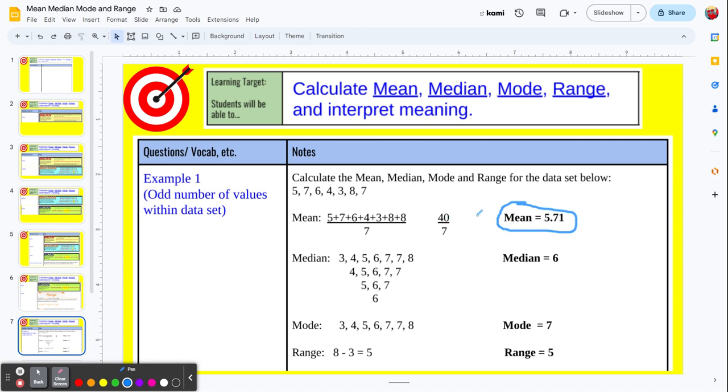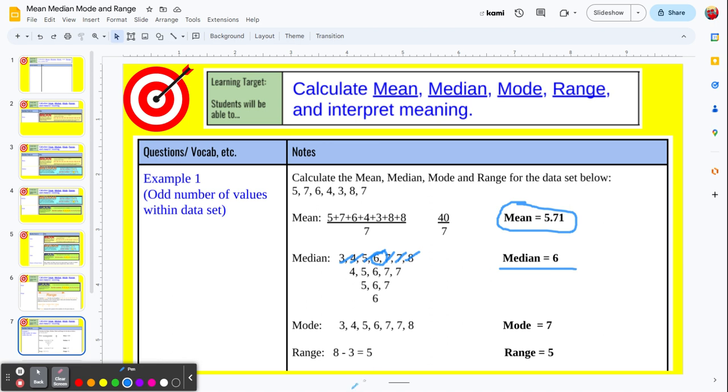Note that your mean does not have to be one of the values within the number set. It's just the average, so it doesn't have to be a number that's represented in the data set. But that'd be the middle of those values, 5.71. The median is the actual middle value. So again, we line them up from smallest to largest. You start to cross off the 3, cross off the 8, right? Cross out the 4, cross off the 7, cross off the 5, cross off the 7. And what's left over? The 6 in the middle. So our median is 6.